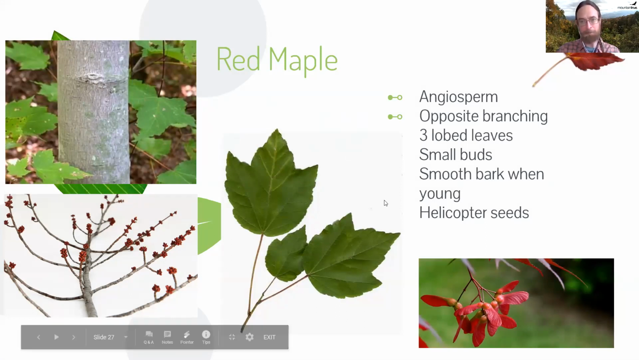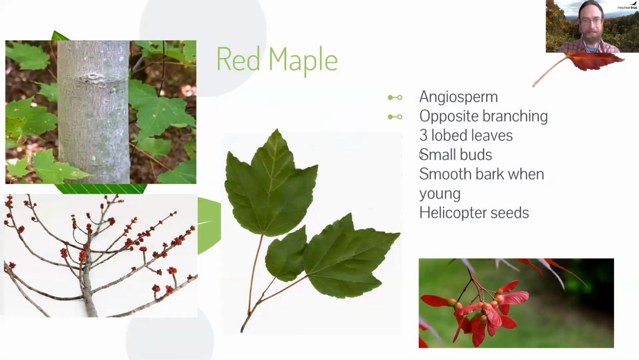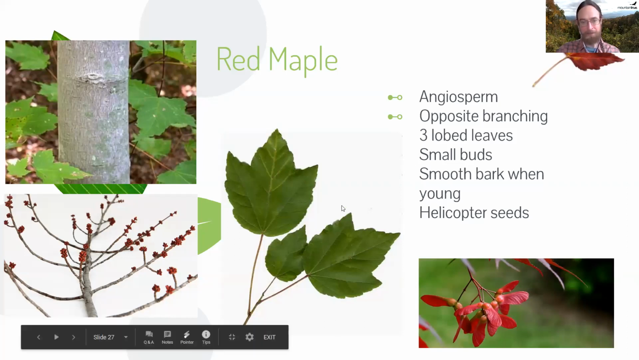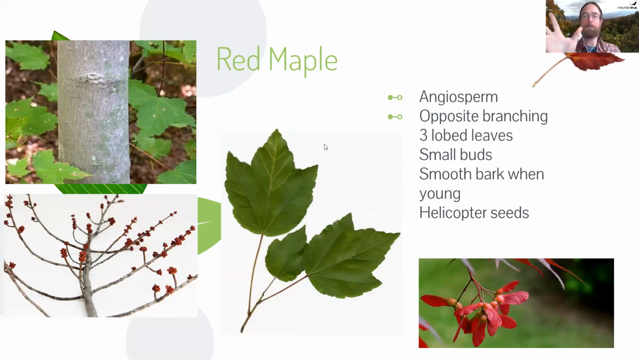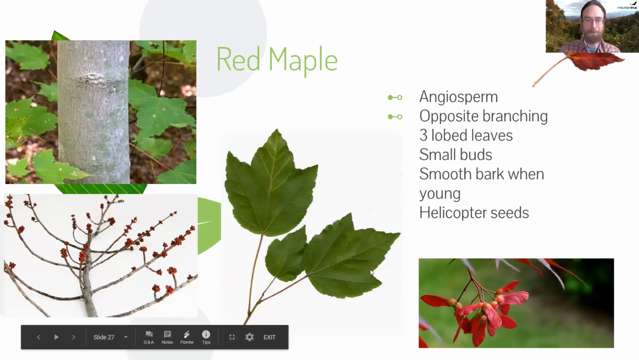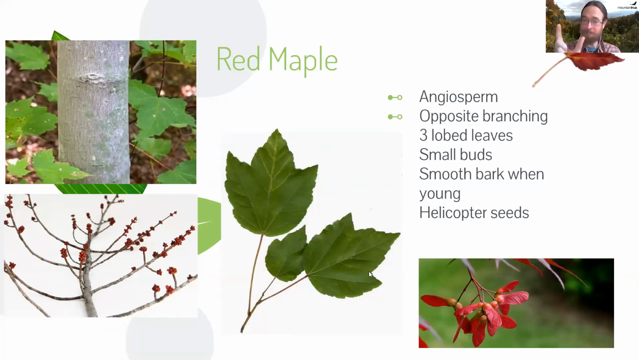Really well-named tree. Opposite branching, like all maples, has lobes on the leaves. And it has, very importantly, V-shaped sinuses. Some of the maples have V-shaped and some of them have U-shaped sinuses. So these are V-shaped sinuses here. Sugar maple and silver maple have U-shaped sinuses. The other maples in our area have V-shaped sinuses.